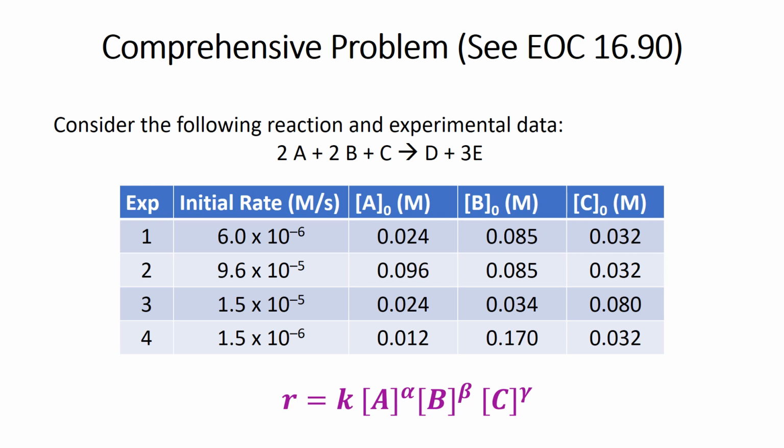So I want you to look at this problem carefully. We're given 4 experiments, 4 initial rates, and 4 initial concentrations for 3 different species, A, B, and C, the reactants. Think about how this problem is similar to what we did in class, and how it is different. Try to solve it with what you know, and if for some reason you get stuck, you can always come back and check the video.